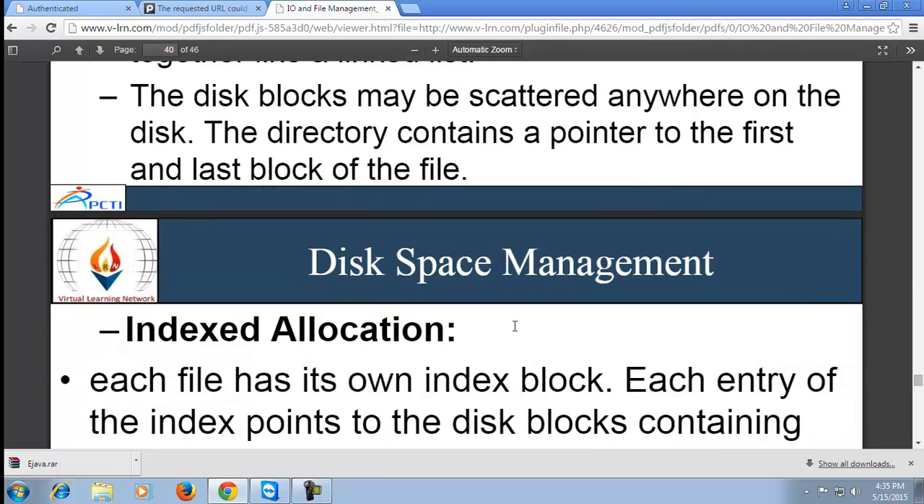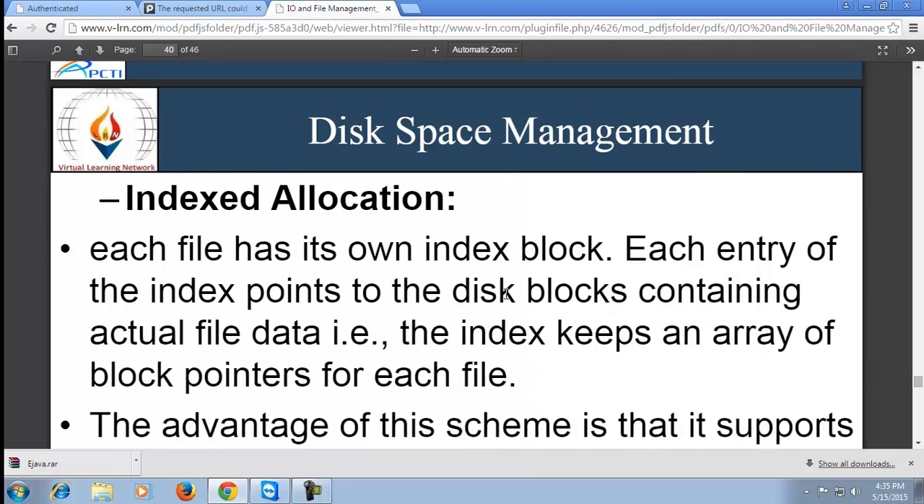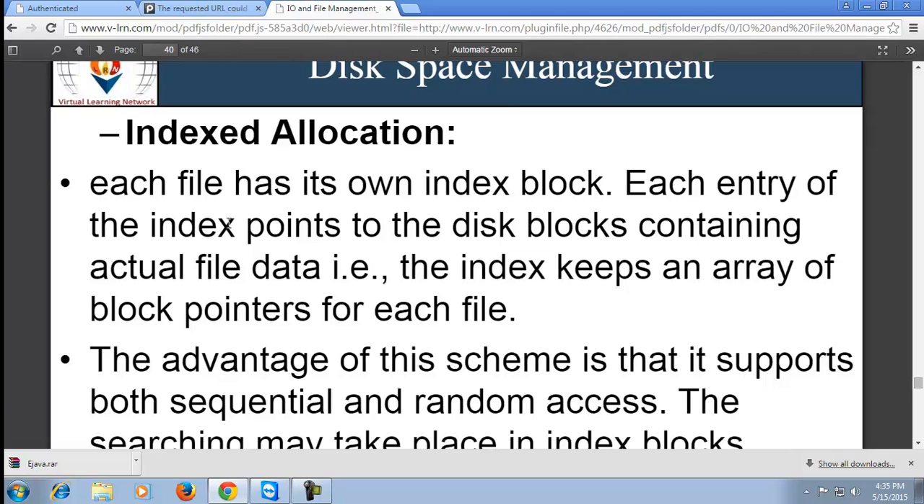So we know by that how memory spaces and references are used for visiting the number of nodes. In disk space management, indexed allocation, each file has its own index block. Each entry of the index points to the disk block containing actual file data. That index keeps an array of block pointers for each file, where every file knows where it is stored and where the next location of data is, and the last node has the null reference for further node reference. That represents the end of the list.